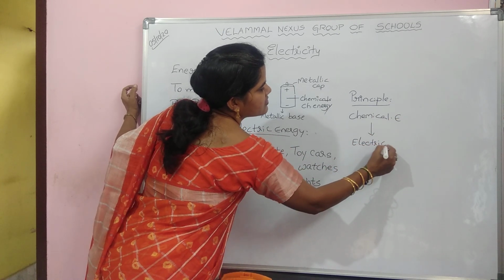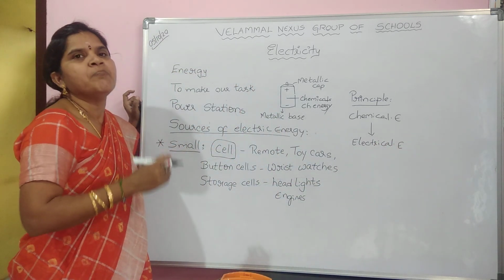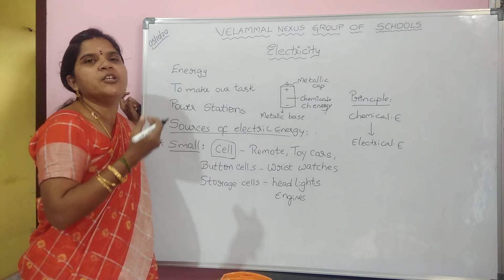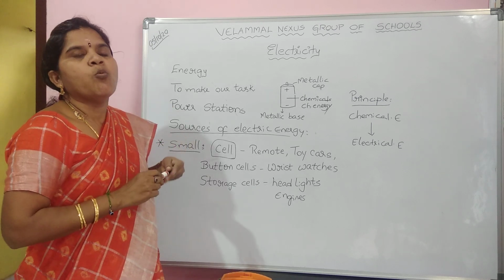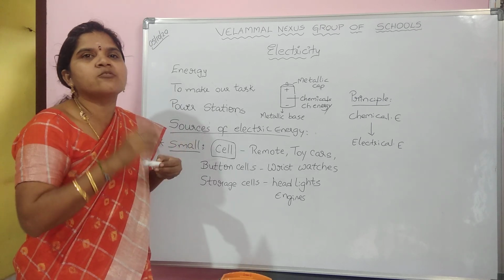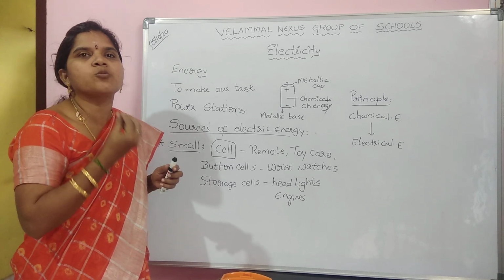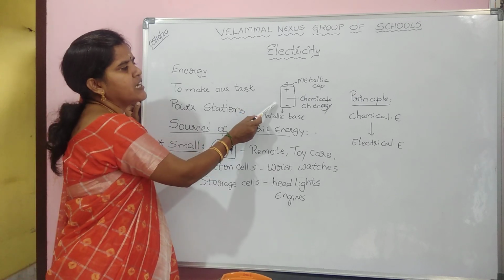Okay, children, once these chemicals are being used up, then what will happen? This cell we cannot use. We have to go for a new cell, new purchasing of a cell. So I repeat, children. What is the source of electricity used in torch cell? It is nothing but a cell.